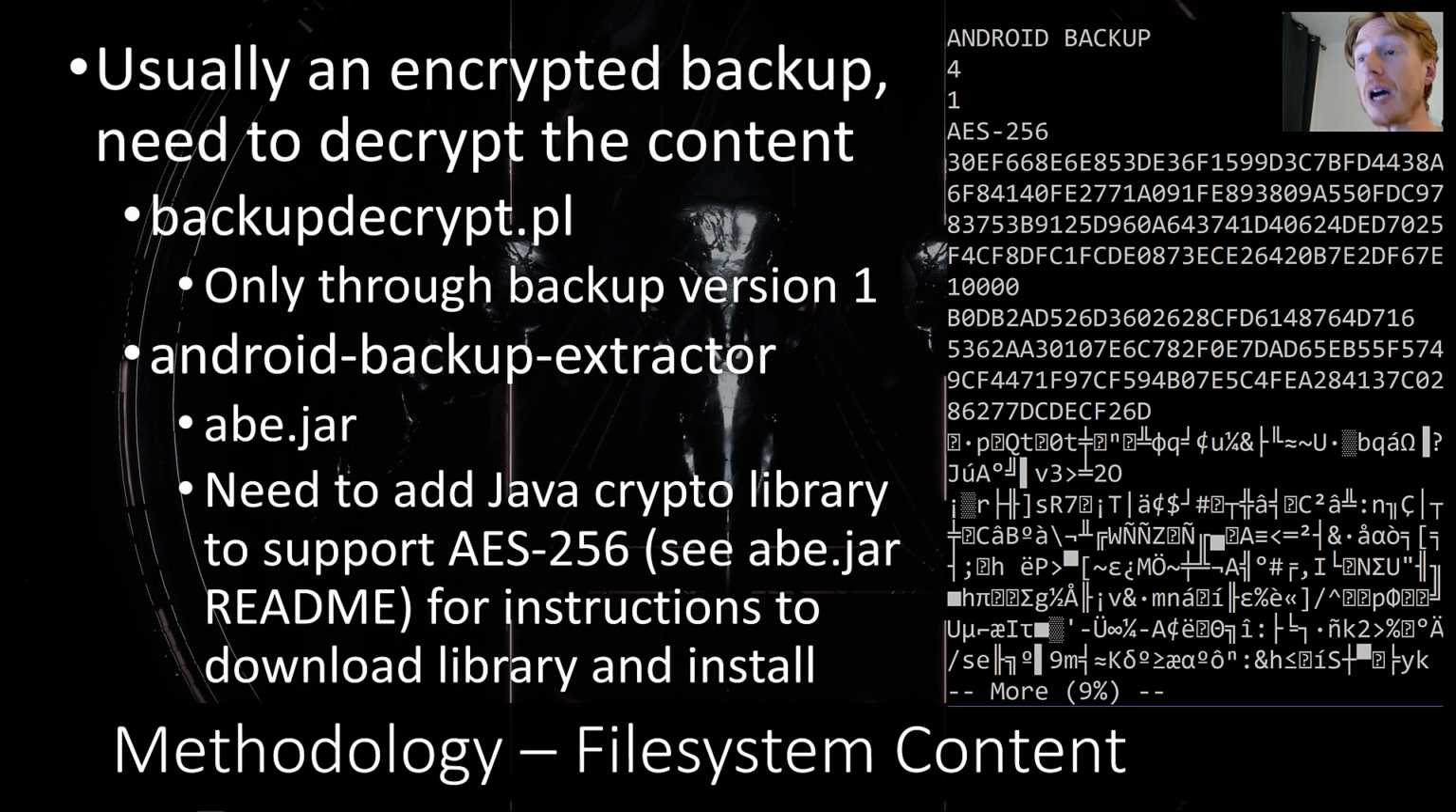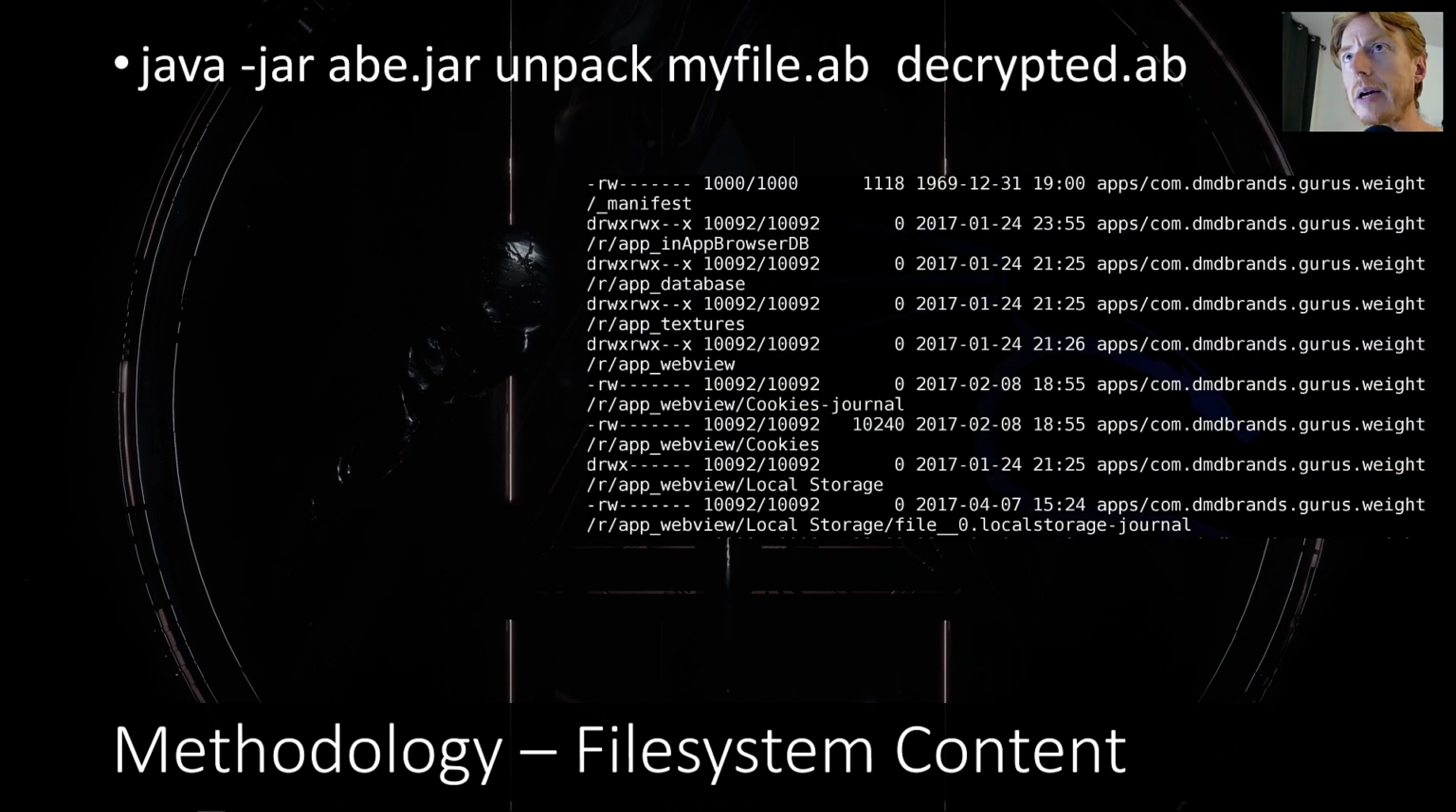AES-256 support only comes with an additional crypto library. Read the README. It's very straightforward. You download the crypto library. You make sure that you agree that you're not going to export it to nations which are listed on some list for the U.S. government. So don't do that. And then basically load it into the directory, and then it'll work with that particular backup.